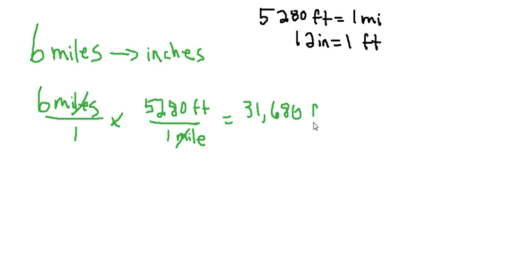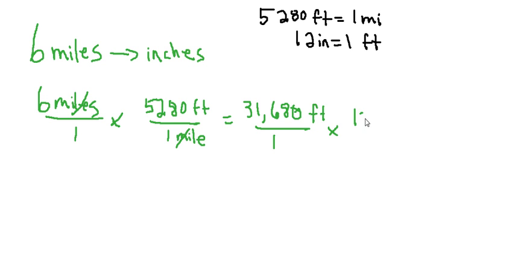But I still have feet. The feet didn't cancel. So I have 31,680 feet on top and 1 times 1 in the bottom, which is just 1. So I'm not quite there yet. I'm out of miles, but I'm at feet. And we're after inches. So I need to convert the feet into inches. So I'm going to use that second conversion up there.